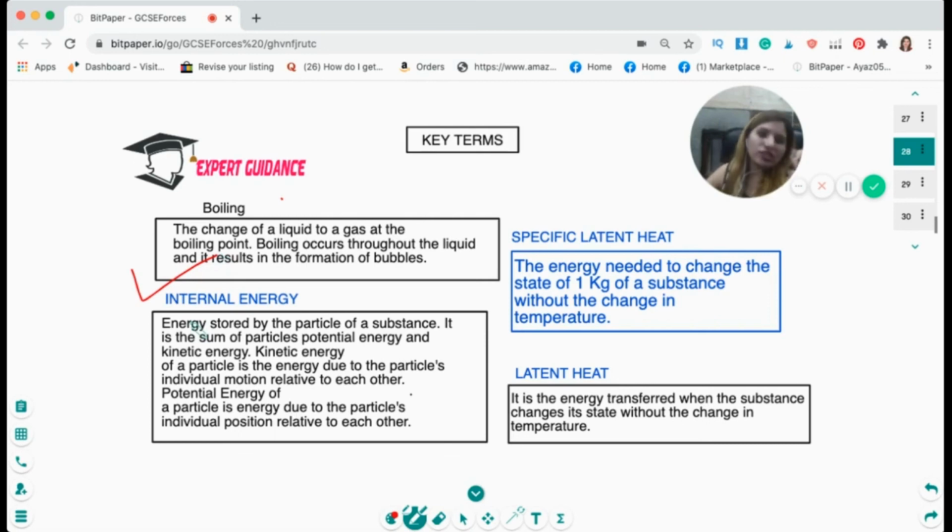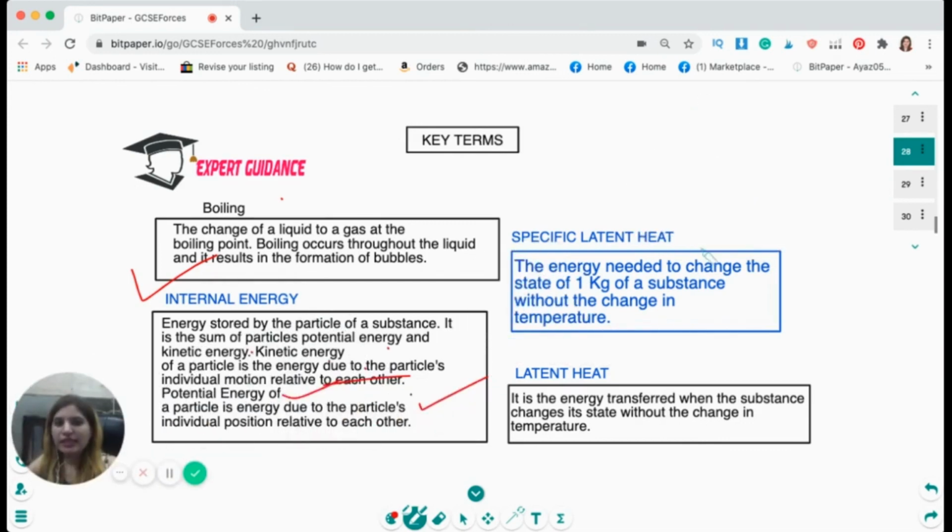Internal energy is the energy stored by the particles of the substance. If you remember, we discussed it as the sum of kinetic energy and potential energy, where kinetic energy is the energy due to the particles' individual motion relative to each other, and potential energy is the energy due to the particles' individual positions relative to each other.